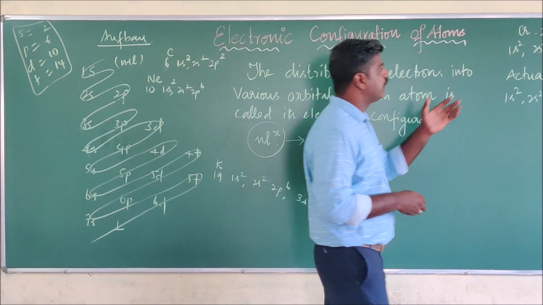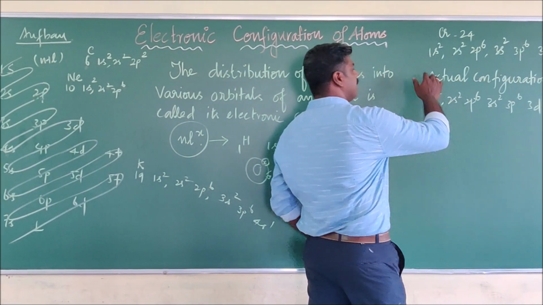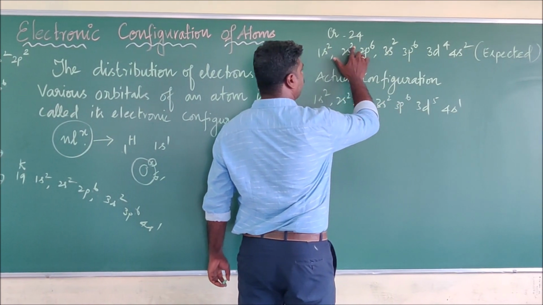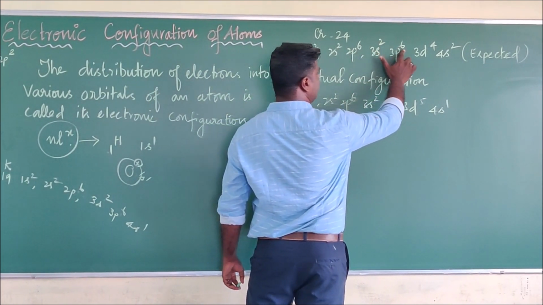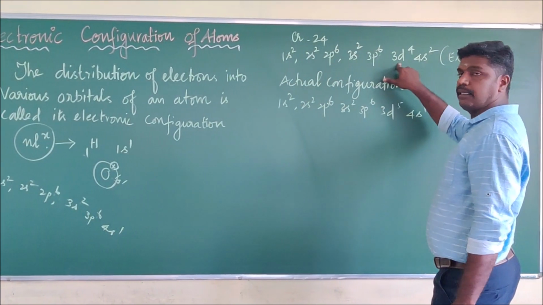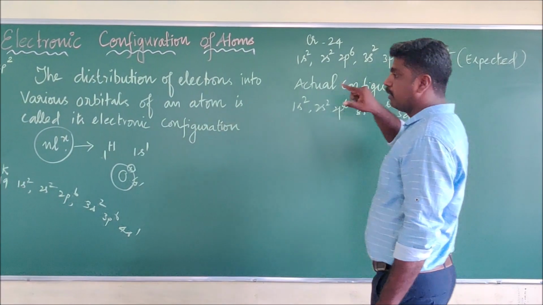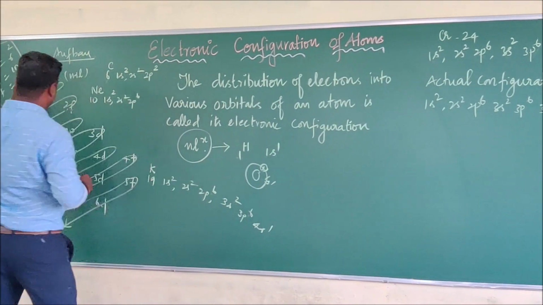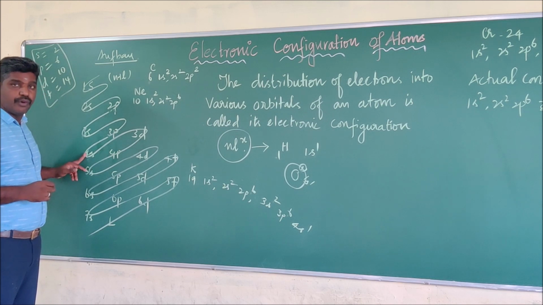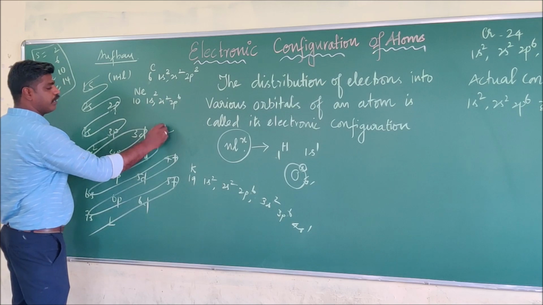For example, take chromium, whose atomic number is 24. Here I am writing the electronic configuration: 1s2, 2s2, 2p6, 3s2, 3p6, that is 4, 10, 12, 18. Next it comes to 4s2, which is 20, then 3d4, which is 24. So by the above principle: 1s2, 2s2, 2p6, 3s2, 3p6, then 4s2, then 3d4. This is the electronic configuration for chromium.